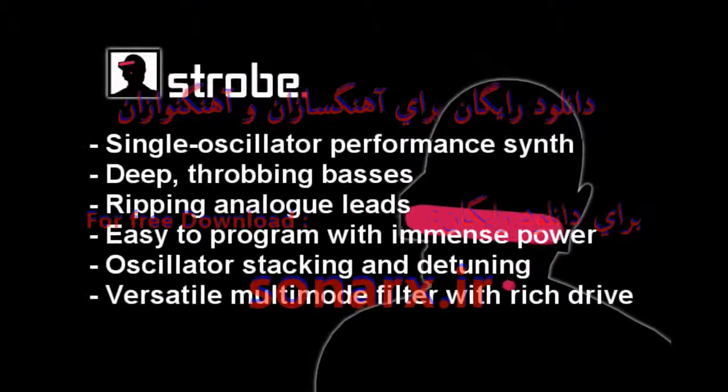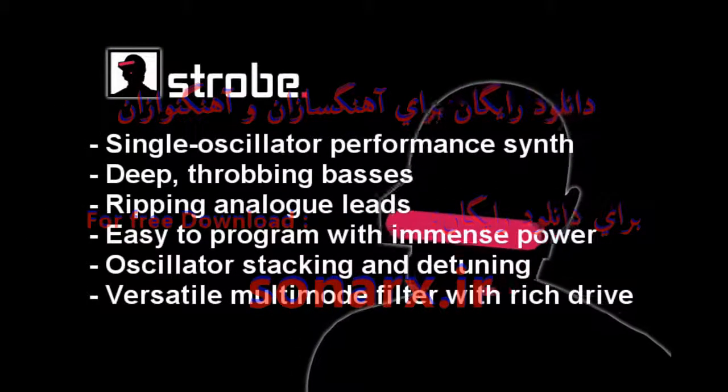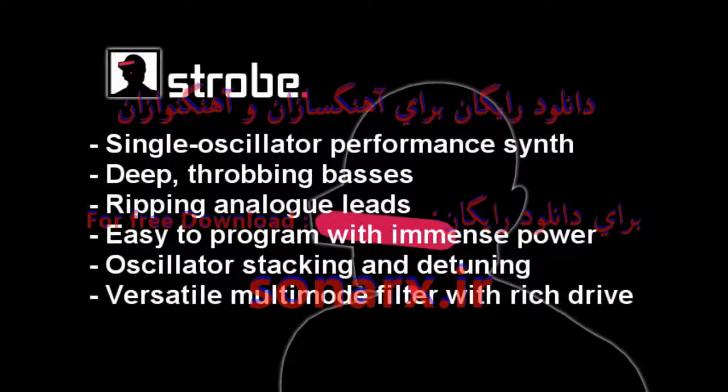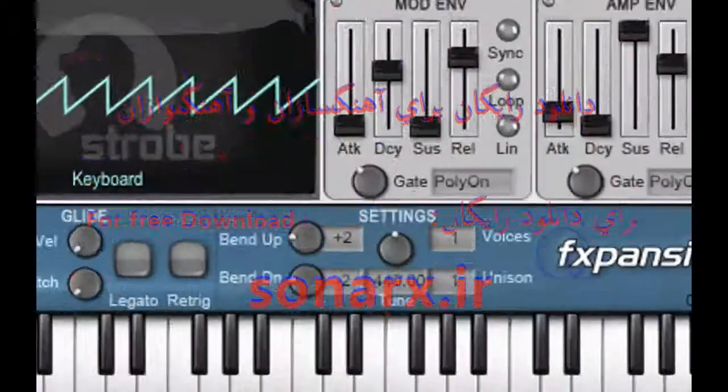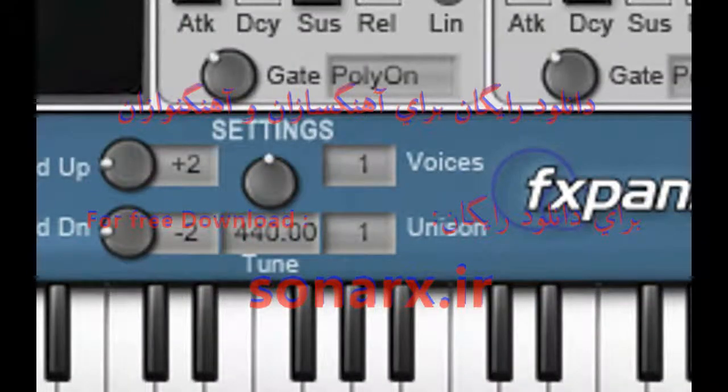Hi, in this video we're going to take a look at Strobe. Strobe is a one oscillator, one filter synth based around classics like the Roland SH101, the Sequential Circuits Pro 1 and the Oberheim OB1. One of the defining characteristics about all these synths is that they're monophonic, which means you can only play one note at once. This is why they were used primarily for bass and lead sounds. This is also true of Strobe.